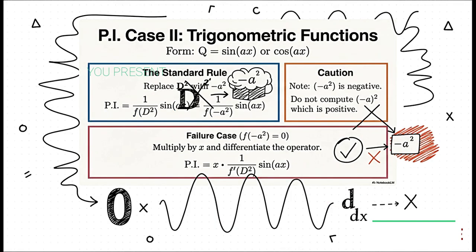For sines and cosines, the rule is just as specific. You replace every d squared with negative a squared. Now you gotta pay close attention here. It's not negative a the quantity squared. It's the negative of a squared. That little sign is a classic trip-up spot. And just like before, if you get a 0 in the denominator, you use the exact same failure case rule.